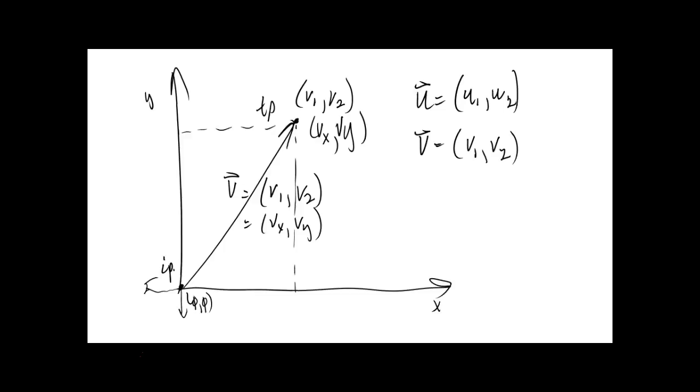Now, what would we mean to say these two vectors are equal to each other? Does that mean equal length, equal magnitude? Say again?